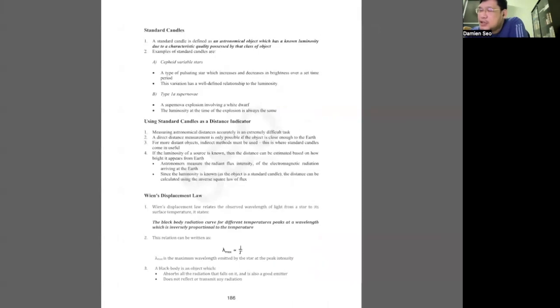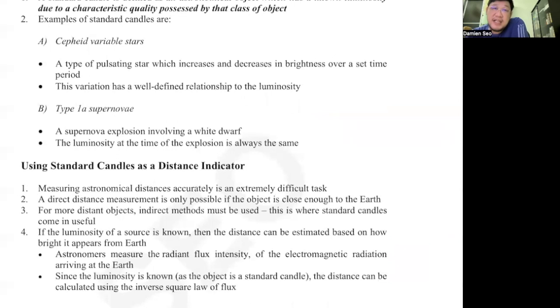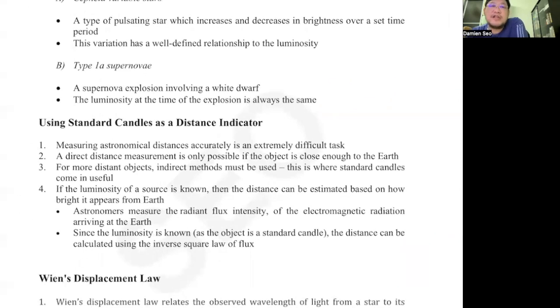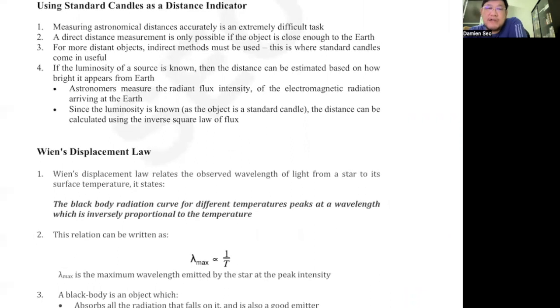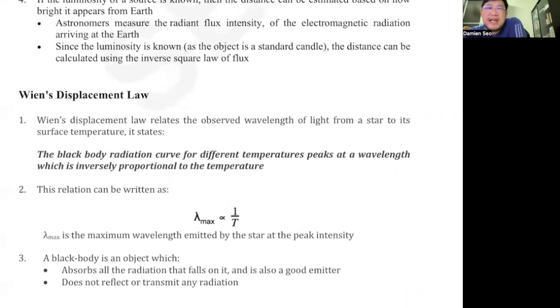But that's how they actually use standard candles as a distance indicator. This is what I'm trying to teach you. Okay, first section done. Second section is on Wien's displacement law. I will finish up the whole chapter, so then you can do the questions I want. Those are all related.